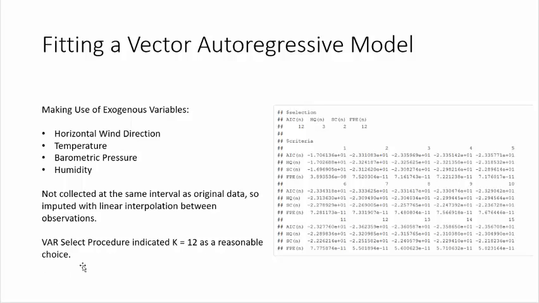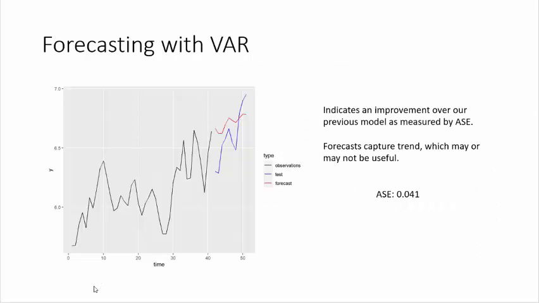We used VARselect, and the AIC indicated a k equal to 12, and so that's what we went with. And here we forecasted, and you can see that it does capture a little bit more of the up and down as well as the trend in the data, and the ASE is improved to a 0.041.